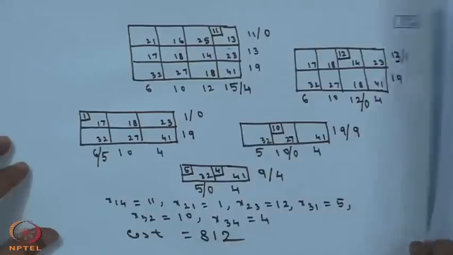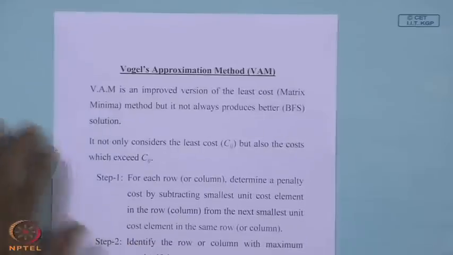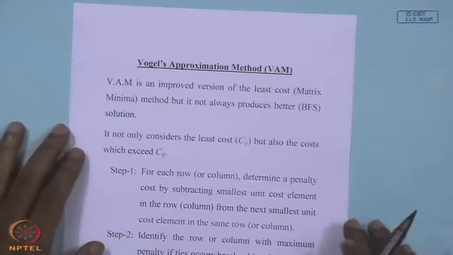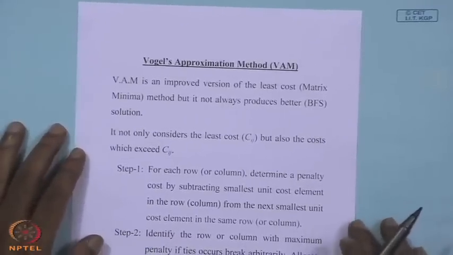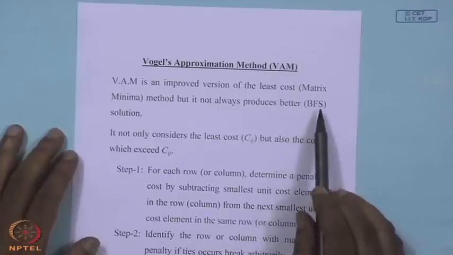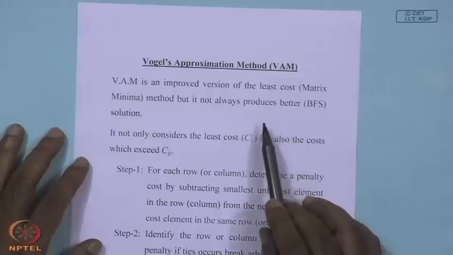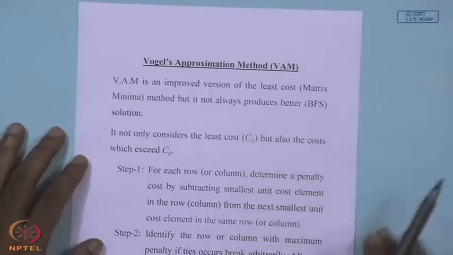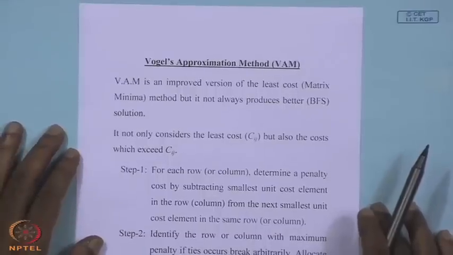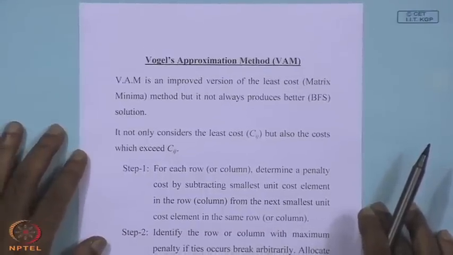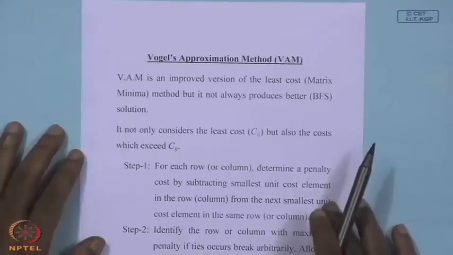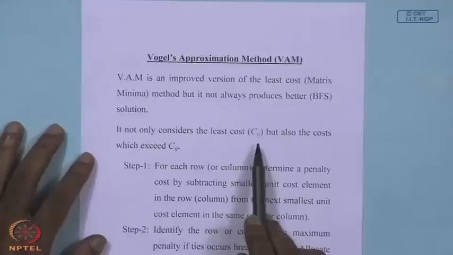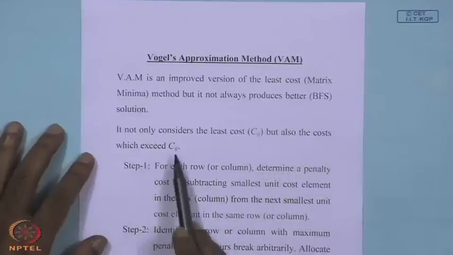So, this is the third method, and the last and most widely used method is Vogel's approximation method. Vogel's approximation method is basically an improved version of the least cost method, that is, the matrix minima method we did last, but it is not guaranteed that it will always produce a better solution. Sometimes it may for some problems, for some other problems it may not. So, it not only considers the least cost, but also the cost which exceeds C I J.